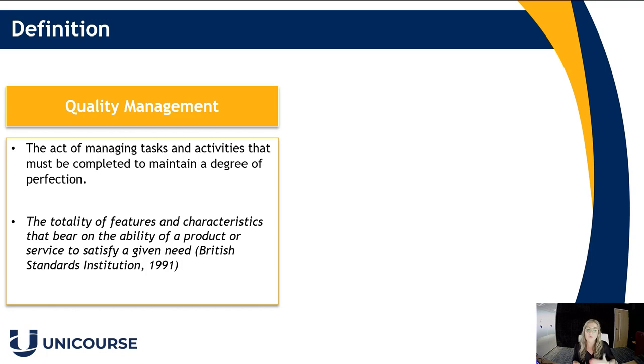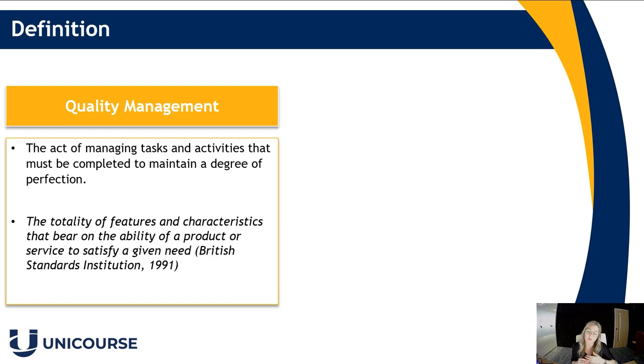So organisations manage quality processes and systems and approaches in many different ways. The measures for success can be completely different from one organisation to another. What may work for one organisation might not work for another organisation. So what is quality management? Quality is about managing tasks and activities that need to be completed to maintain a degree of perfection. But what is perfection? And we're going to be looking at that in a bit more detail throughout this session.